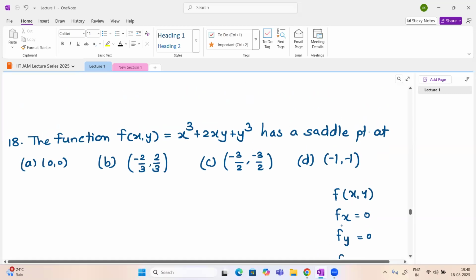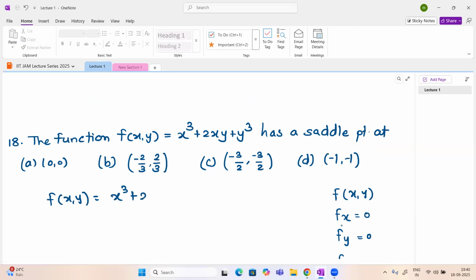See, what is the function? f(x, y) is x cube plus 2xy plus y cube. So let us find the partial derivative fx. Tell me its derivative with respect to x. 3x square plus 2y.